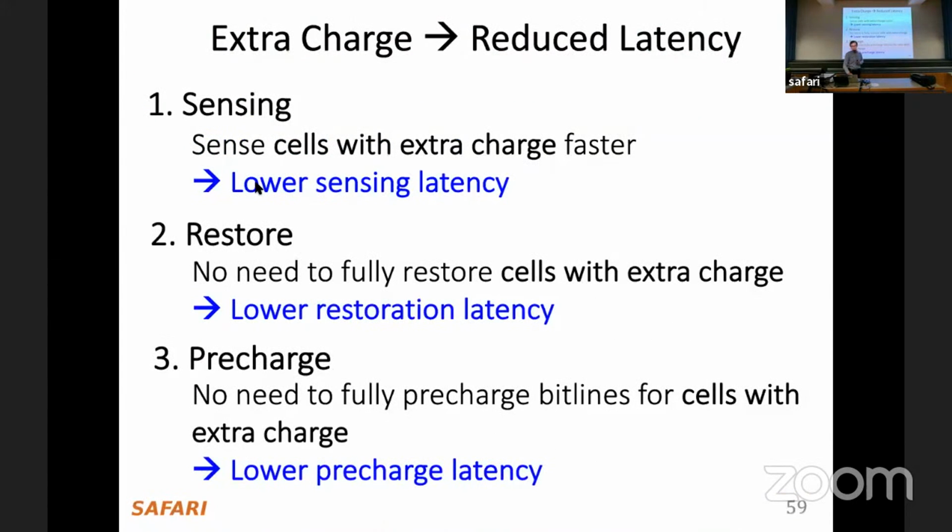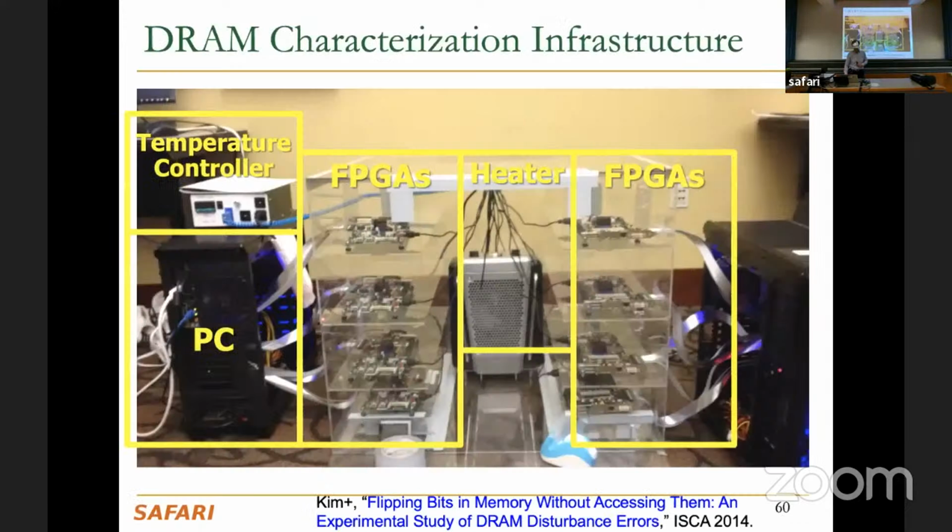Okay, so let's take a look at this. I already said this, so I'll go through this relatively quickly. Sensing: you can sense cells with extra charge faster. That leads to lower sensing latency. Restoration: whenever you restore the charge, you don't need to fully restore cells with extra charge. So if a cell has a lot of charge, you can restore it a little bit less, reducing your restoration latency. Precharge, similar again. You don't need to fully precharge bit lines for cells with extra charge because cells are actually stronger. This is discussed in the paper. I'm not going to go into the details.